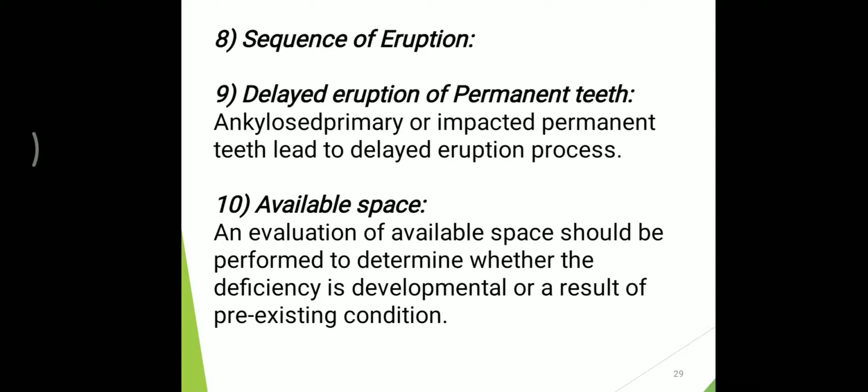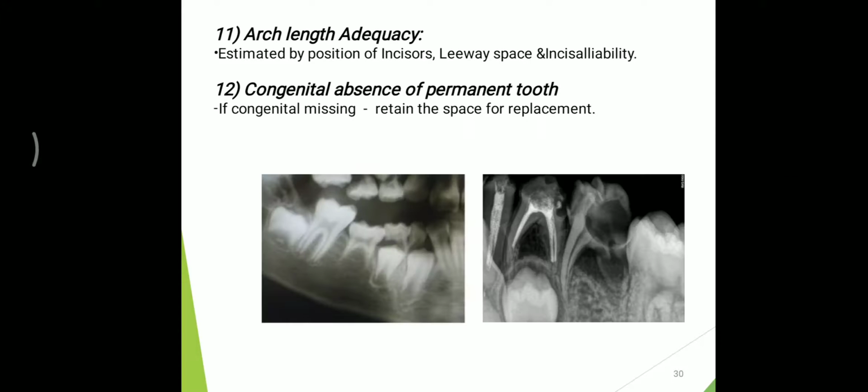And the 10th point is available space. An evaluation of available space should be performed to determine whether the deficiency is developmental or a result of a pre-existing condition. And now let's see about the 11th point, that is arch length adequacy, estimated by position of incisors, leeway space, and incisal liability.